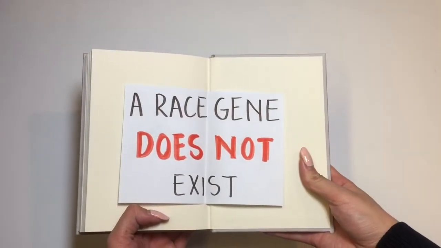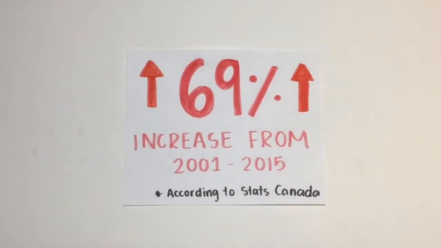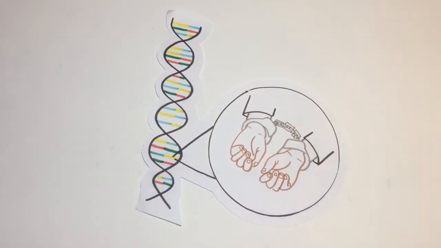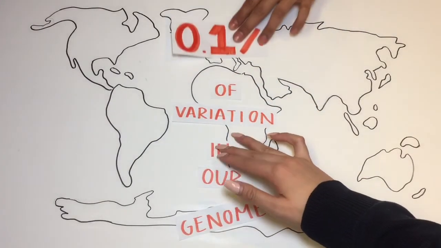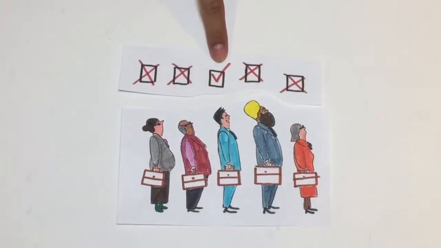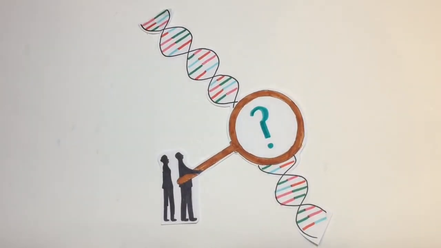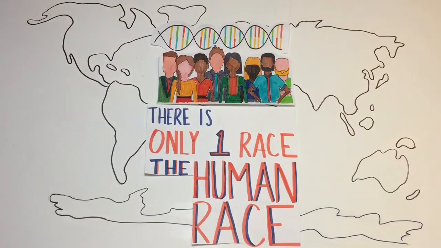The knowledge that a race gene does not exist could also prevent discrimination we experience today. For example, since the Black inmate population grew by 69% from 2001 to 2015 in Canada, a presumption that they are genetically predisposed to crime could arise. Humanity's history of racism reminds us that a mere 0.1% of variation in our genome has been enough to discriminate against other people. The genome contains powerful answers about our biology that could unite us as a species. Really, there is only one race, the human race.